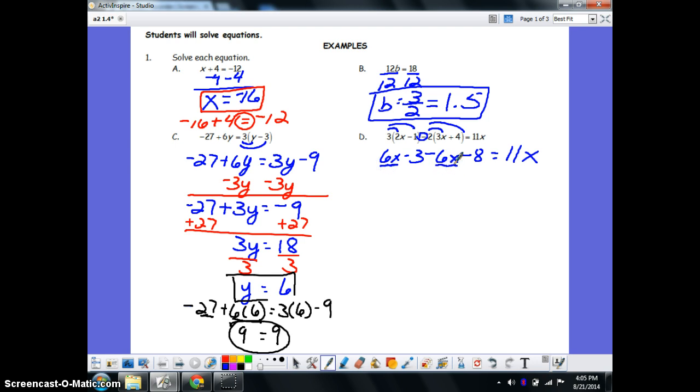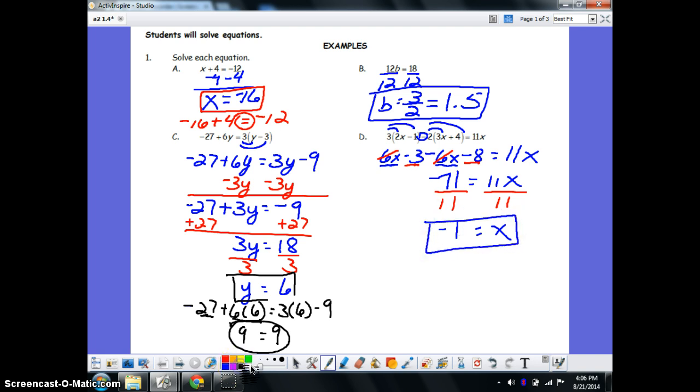6x minus 6x, they cancel. 6x minus 6x is 0. And we also need to combine the negative 3 and the negative 8. We'll combine all the like terms. So negative 3 and negative 8 is negative 11. And that's equal to 11x. And to undo that multiplication, we divide both sides by 11. So therefore, x is equal to negative 1.